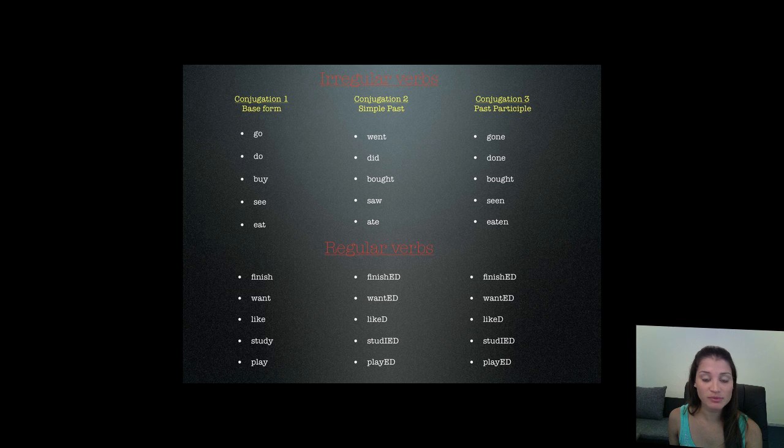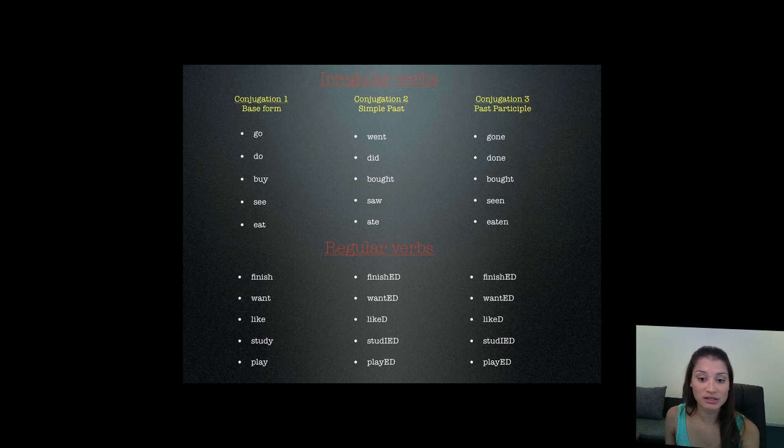For irregular verbs, you might already know that each conjugation has a different way of presenting the verb. For regular verbs, the first conjugation is the present one, the second and the third will be the same.